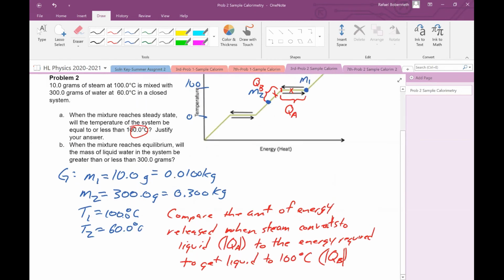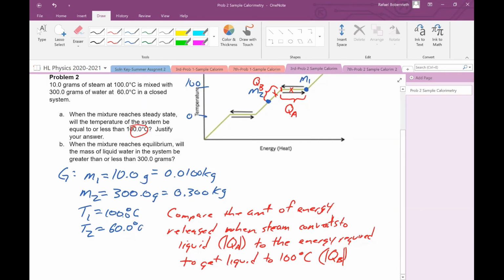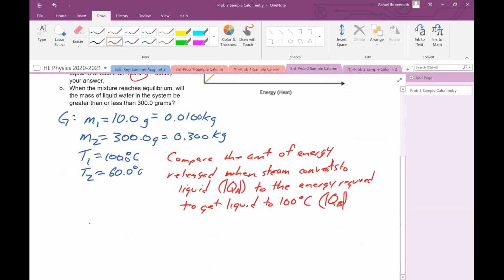Okay, so how do we figure out QA? Well, notice QA is a phase change. So for QA, we have to use the phase change equation, which is the mass M1 times the latent heat. Now, there are two latent heats that the book and the videos talk about. This is the latent heat of vaporization, because we're talking about vapor, steam to liquid. The other one is the latent heat of fusion, which has to do with solid to liquid. Okay, so M1 LV.